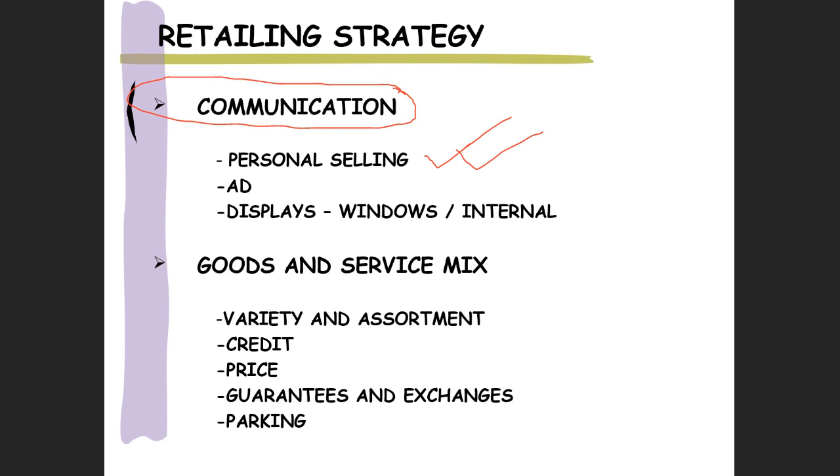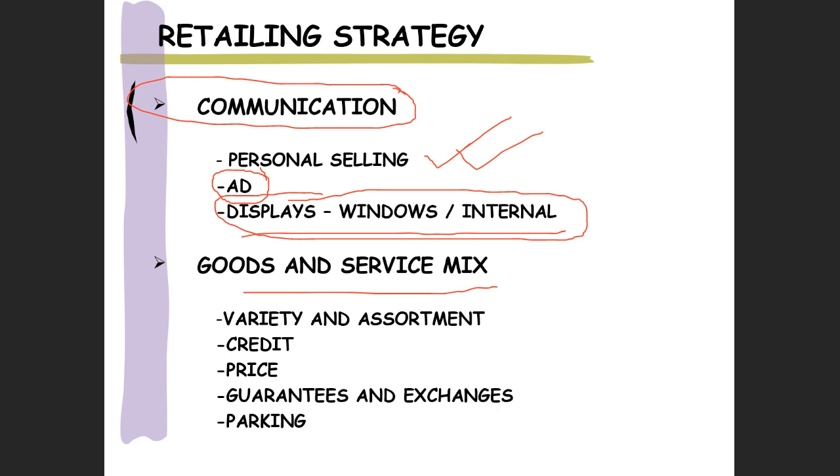They have to decide on what kind of ads they're going to run and where, and they have to think in terms of displays, windows, and internal displays. Like the store that we saw, which I don't go into because it's a clothing store, but there's a guy in the picture wearing basically no shirt. Those are displays to decide on. Then there's the goods and service mix: what they're going to carry, what variety and assortment, what kind of credit, price, guarantees and exchanges. Parking is an extremely important issue for the success of retail outlets.